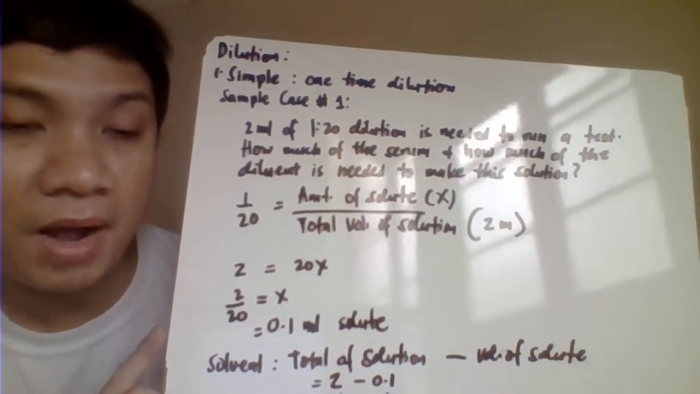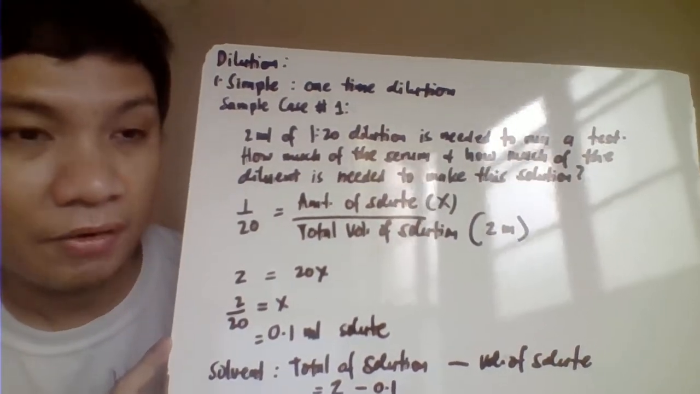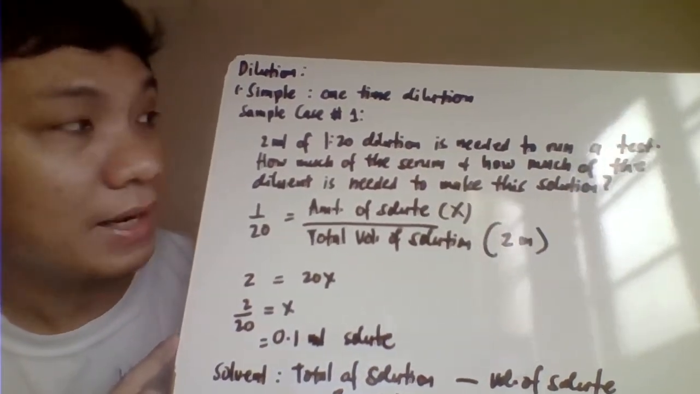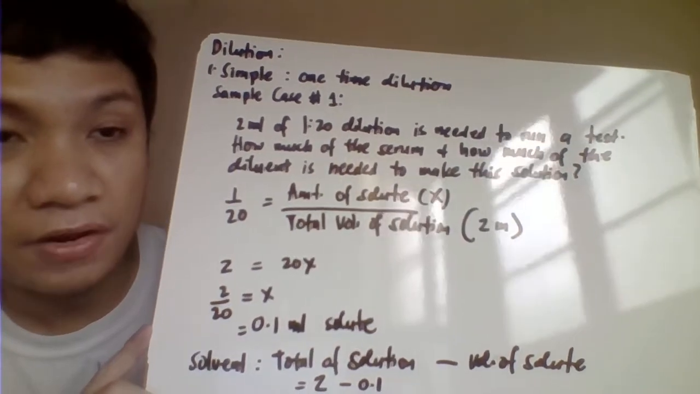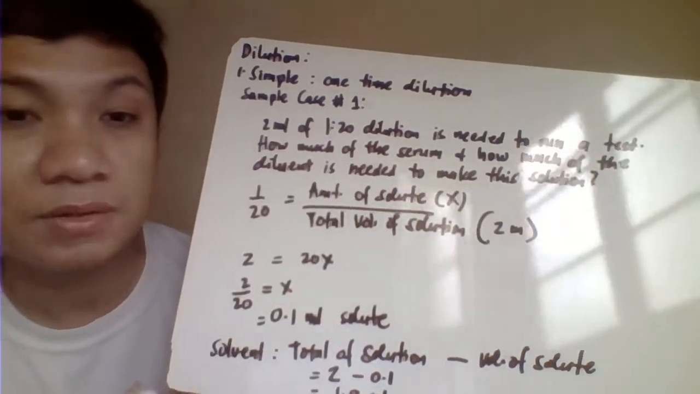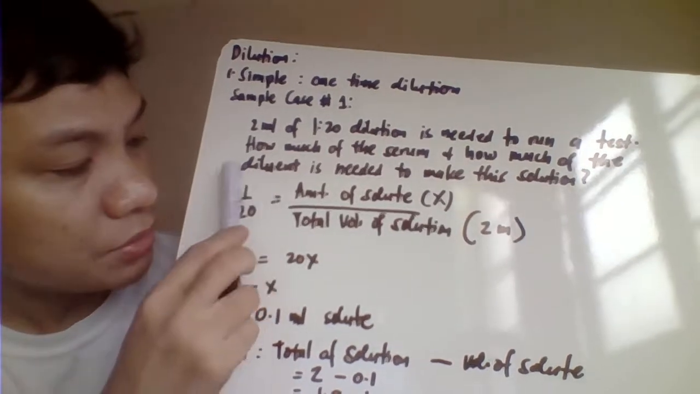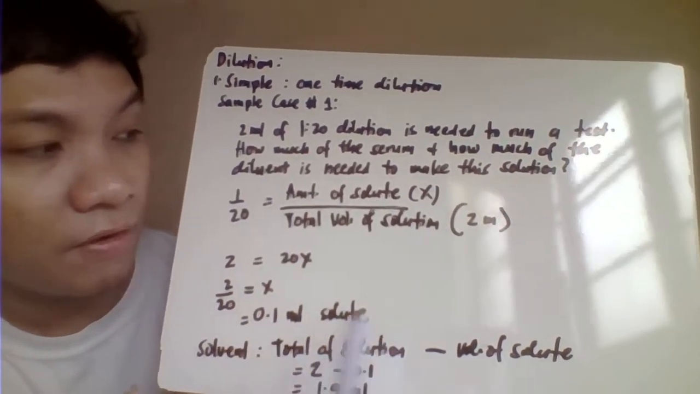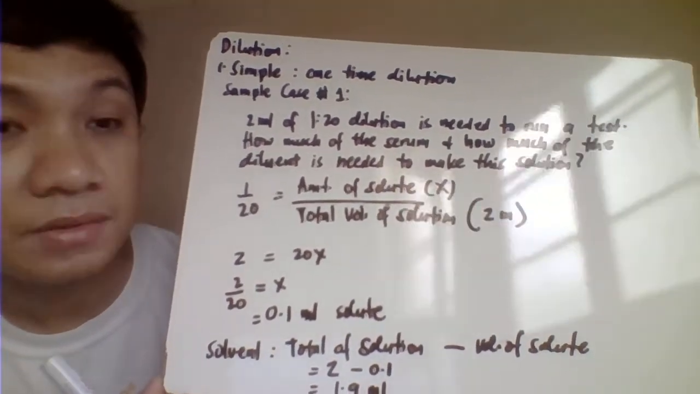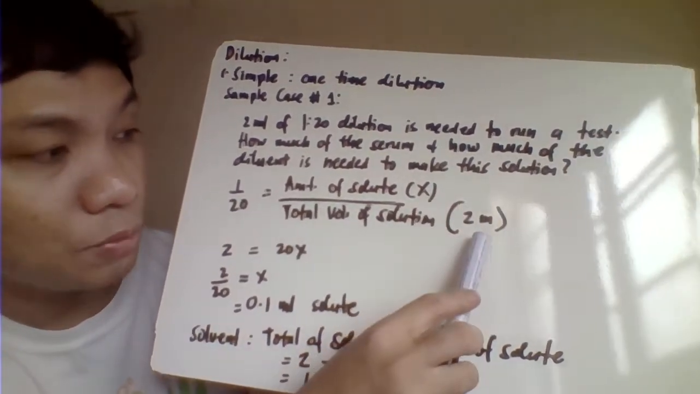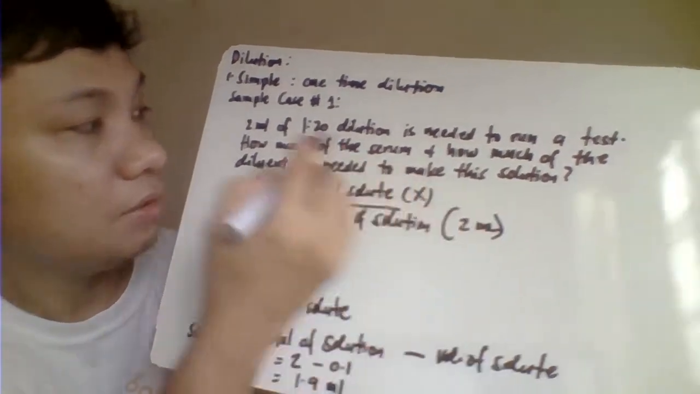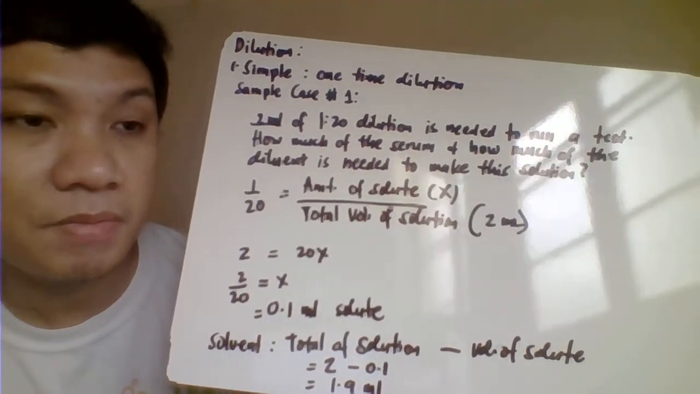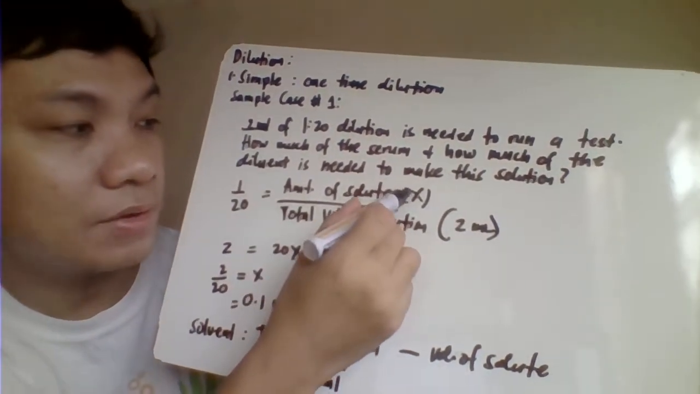You are going to compute how much of the serum, or how much of your solute, you need in order to arrive at a total volume of solution of 2 ml, which is a 1:20 dilution. Again, our dilution is 1:20, which is the amount of the solute over the total volume of our solution. The total volume of our solution is 2 ml, because this is what you're going to make. What you are looking for is the amount of your solute, so the amount of solute is x.